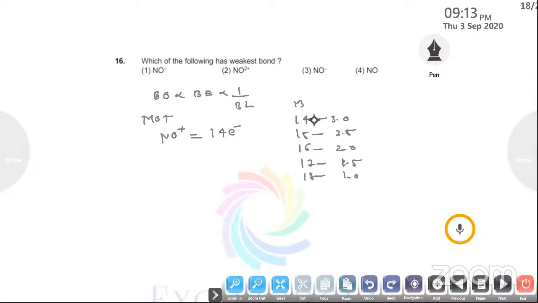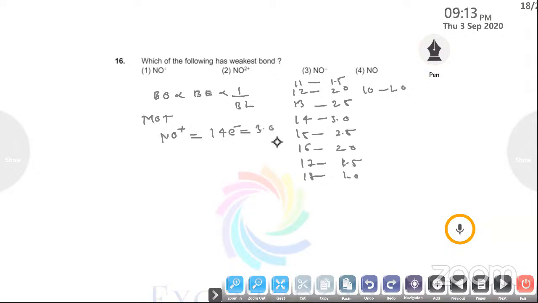Similarly, if 13 electrons are there in total, then this will be 2.5, and 12 is 2.0, 11 is 1.5, and 10 electrons is 1.0. Please note down, students, this is a shortcut method to find out the bond order here. So directly you can apply the shortcut method to find out the bond order, right? Now, directly we can write here 14 electrons means bond order is 3.0, right?